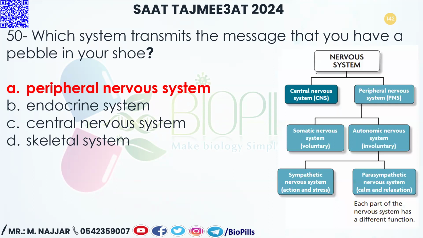Here we have the brain and the spinal cord. This is the central nervous system. We have the cranial nerves and the spinal nerves, which are called the peripheral nervous system.